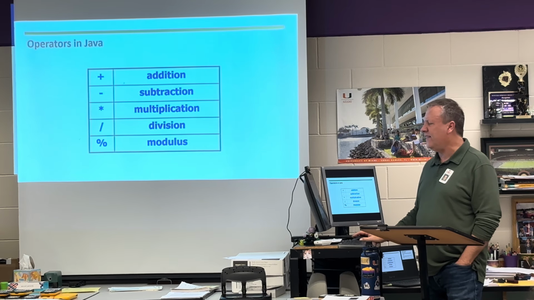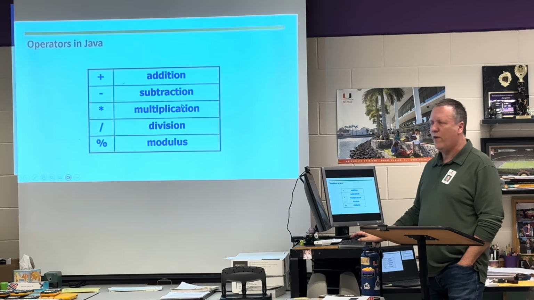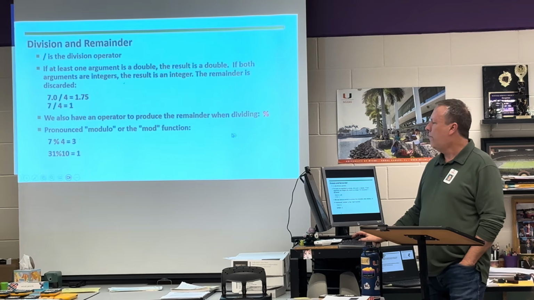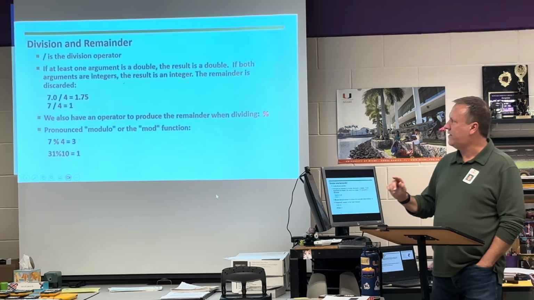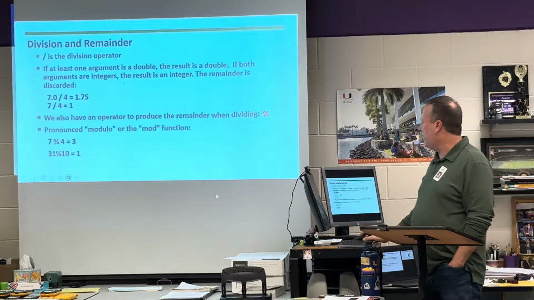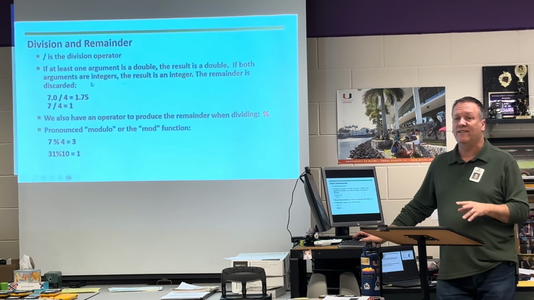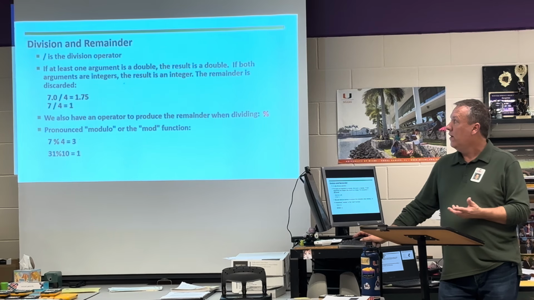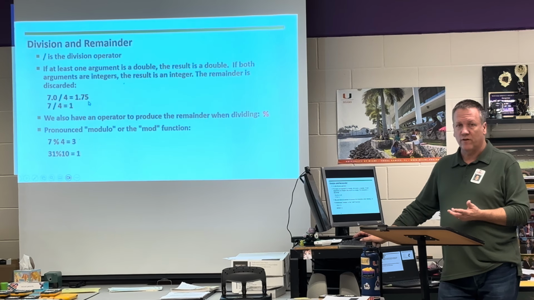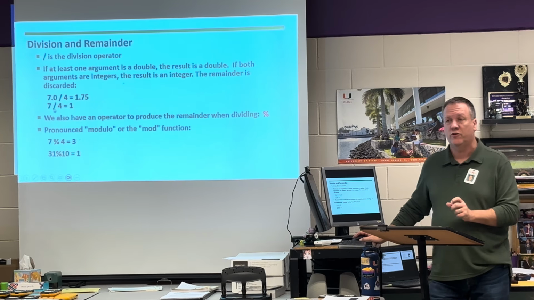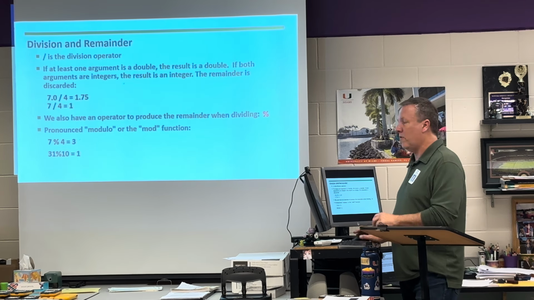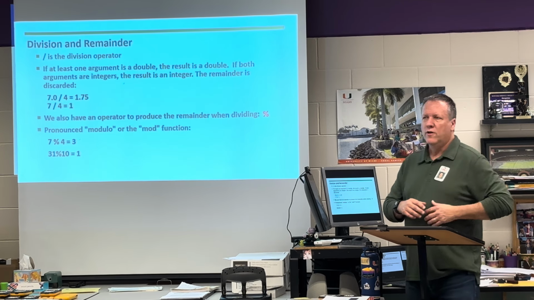Addition, subtraction, multiplication, they work exactly like you think they do. But division and remainder are a little bit different. With division, the slash is my division operator. If one of the numbers is a double or a decimal number, you will get a decimal answer. But if both the numbers are integers, you will get an integer number. And I'll show you an example here. So 7 divided by 4, if they're both integers, is 1. No remainder. You think, what good is that?